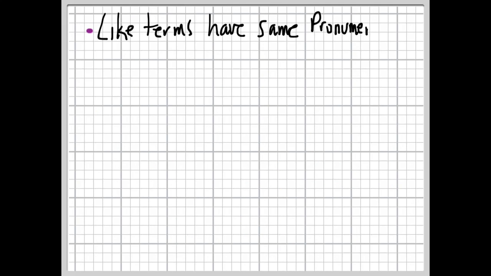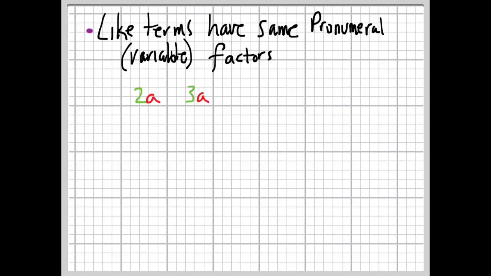All right. A couple other rules for simplifying algebraic expressions. Like terms are what we call terms, things that we're adding or subtracting together. Like terms have the same pronumeral or variable factors. Okay, remember pronumerals, also called variables, are the letters in algebraic expressions. And factors means that if they are the same when you multiply them, factors has to do with multiplying. So we'll see how factors comes into this.